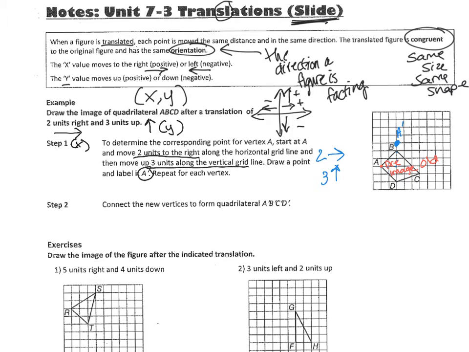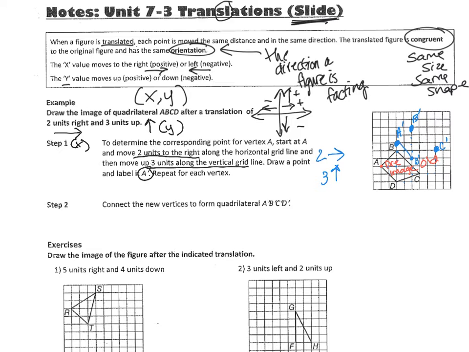And I'm going to do the same thing for B. I start at B here, go 1, 2 to the right, 1, 2, 3 up, and I'm going to label it B with that little apostrophe. That means B prime. So then C, same thing. Let's go 1, 2, 1, 2, 3. So C prime, D, 1, 2, 1, 2, 3.